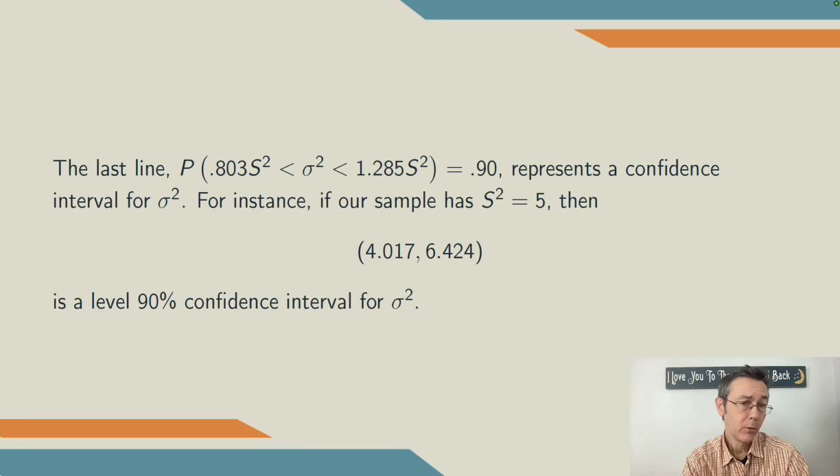In a given sample, we'll get an actual value of s squared and be able to compute numeric endpoints for that confidence interval. For instance, if we have s squared is 5, then just plugging in, we get the confidence interval 4.017, comma, 6.424. And that's the 90% confidence interval that we're looking for here.